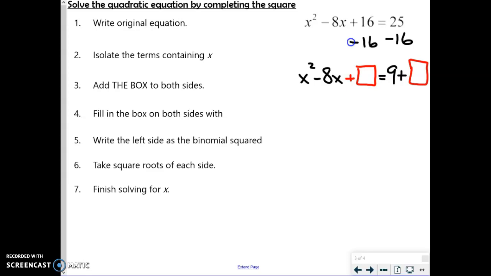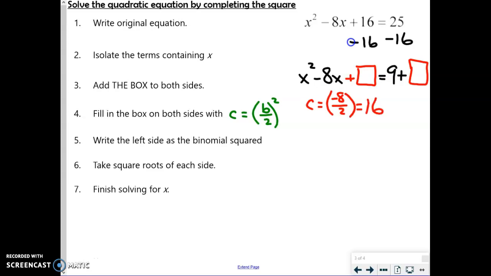And remember, the new c is always equal to half of b, squared. So in this case, we have to take half of negative 8, which is negative 4, and if we square that, our new c is going to be equal to 16.